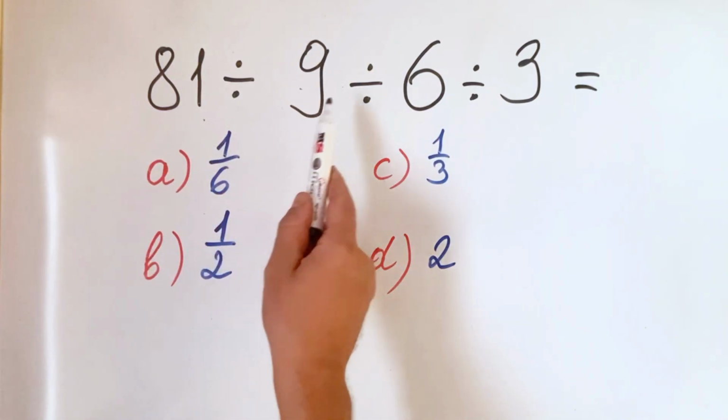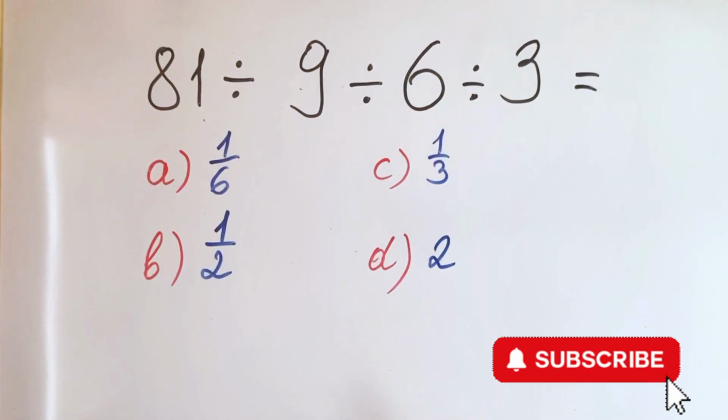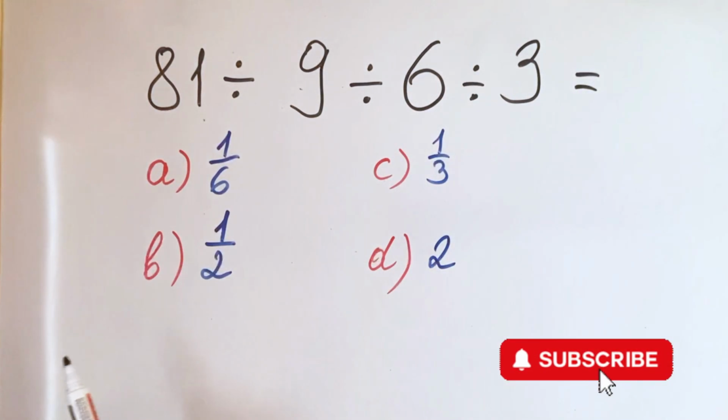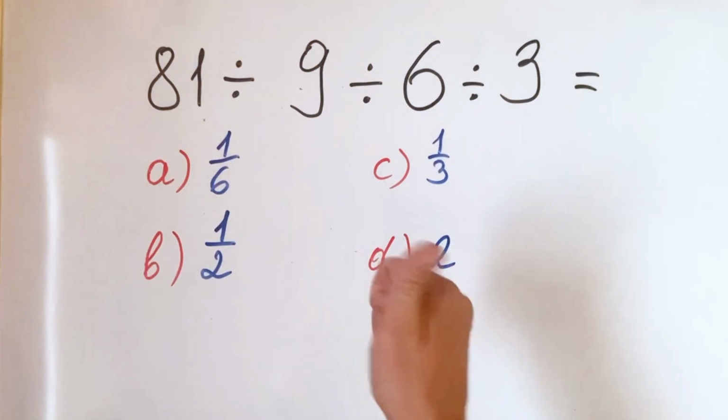Today we have the following interesting equation: 81 divided by 9 divided by 6 divided by 3. Before diving into solving the equation, take a look and take a guess of the answer, A, B, C, or D, and please write your answer in the comment below. Okay, let's start.